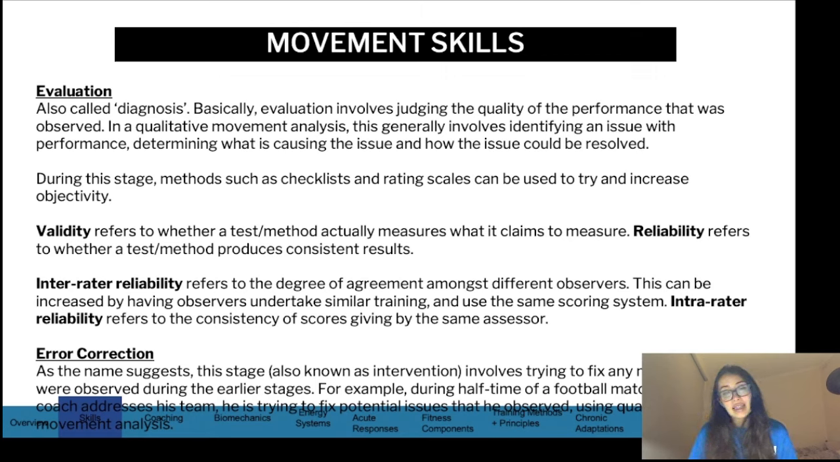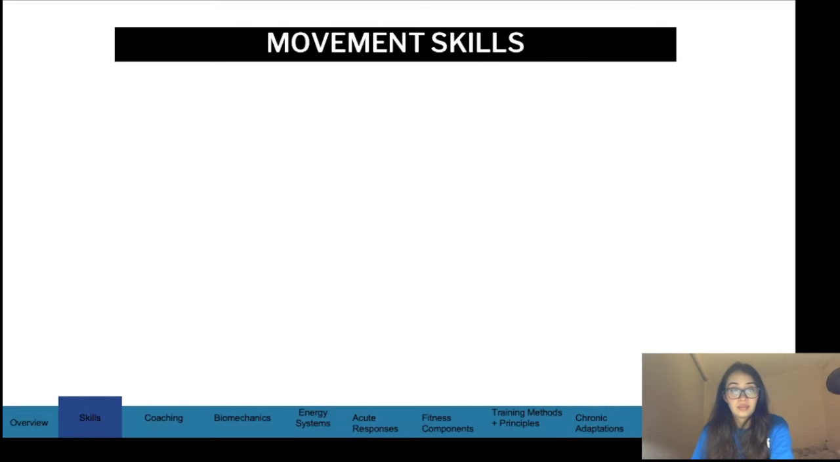Our next stage is the error correction stage. It's also known as the intervention stage, but don't call it that in your exam, call it the error correction stage. It involves trying to fix any mistakes that were observed during the earlier stages. Like during halftime of a football match when a coach addresses his team, he's trying to fix potential issues that he observed using qualitative movement analysis.